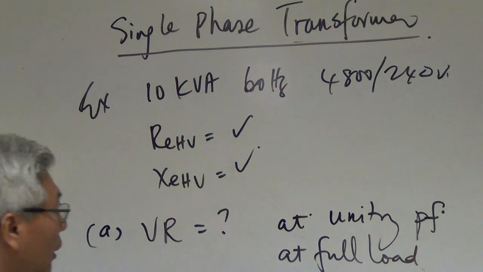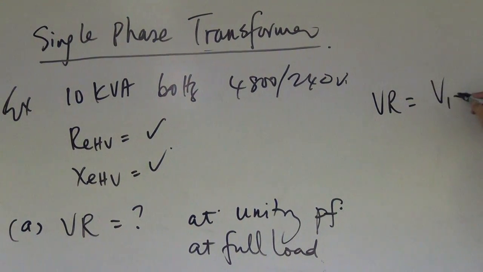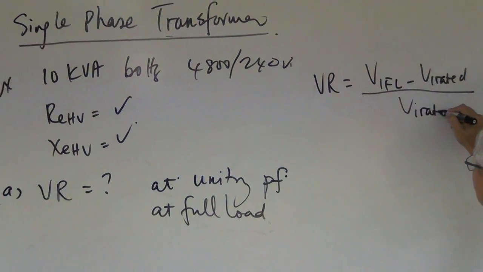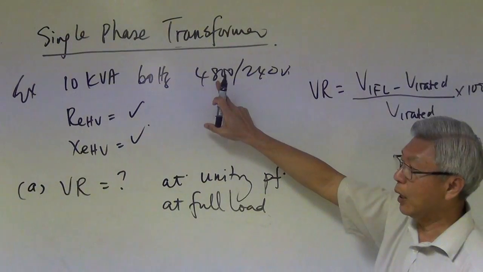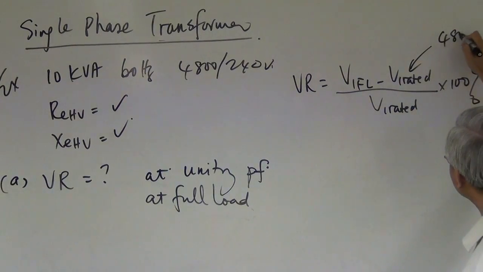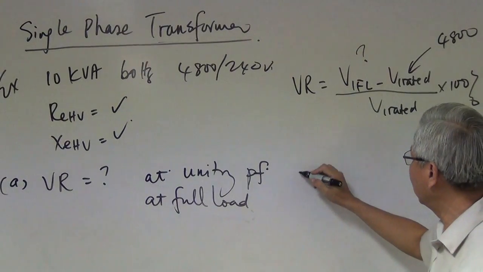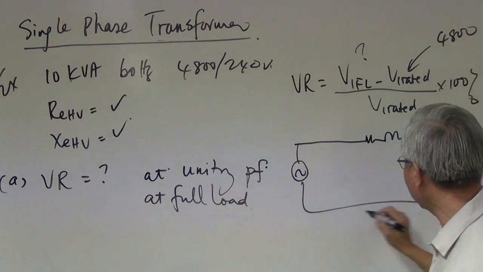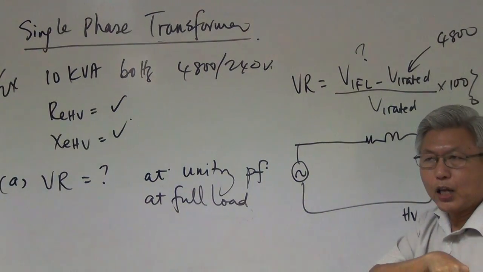Our method: voltage regulation is equal to V1 full load minus V1 rated, divided by V1 rated, times 100%. Now who is my V1? I make it a step down, so this is my V1, 4800. The question now is for me to find V1 full load. If you were to use your transformer, this is my high voltage and this is my low voltage.